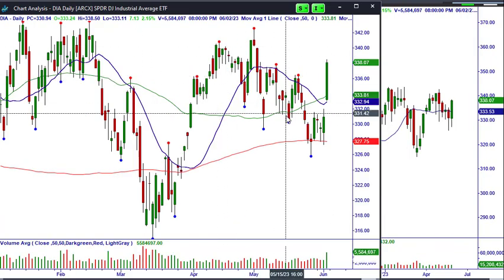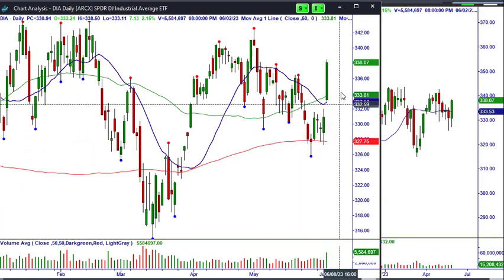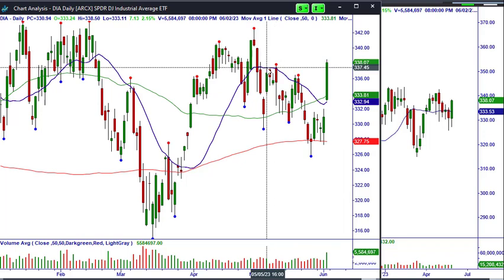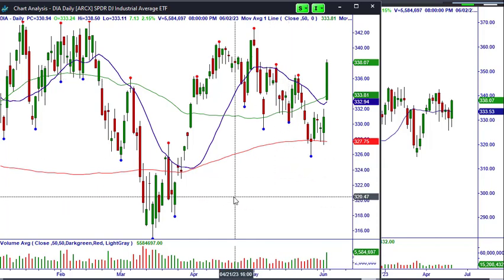Diamonds was also lagging for a long time. Little retest here on the 200. Monster move to the top part of this resistance. I have no interest in trading this ETF.